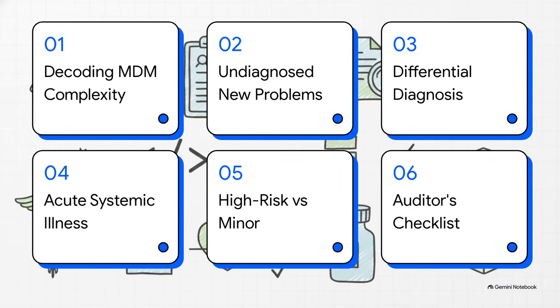Here is our roadmap for today. We're going to start by decoding MDM complexity, then we'll explore undiagnosed new problems and the differential diagnosis rule. After that, we'll shift gears to acute systemic illnesses, compare high risk versus minor symptoms, and wrap it all up with a really practical auditor's checklist.